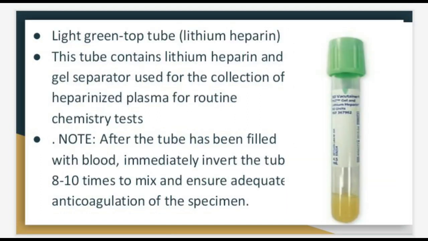This is the second one in the second category, that is the light green Vacutainer, which is also known as the lithium heparin containing Vacutainer. This tube contains lithium heparin or the gel separation used for the collection of the heparinized plasma for routine chemistry tests. And note in this Vacutainer, when we fill it with blood, immediately we have to invert the tube and rotate the tube for adequate mixing of the anticoagulant with the specimen.